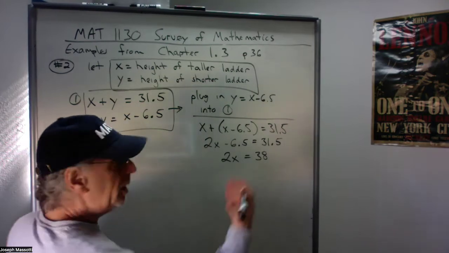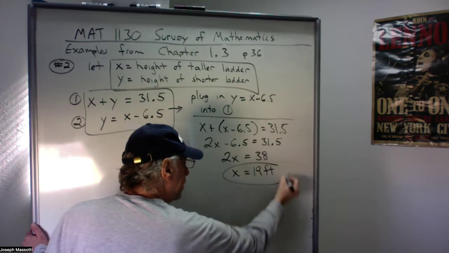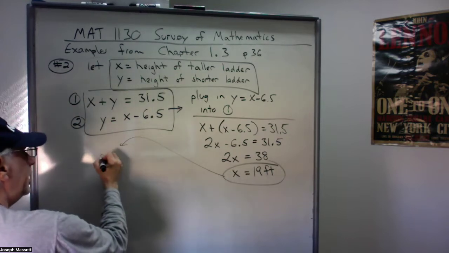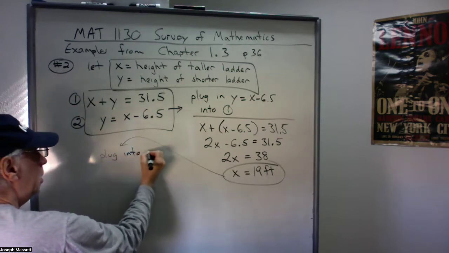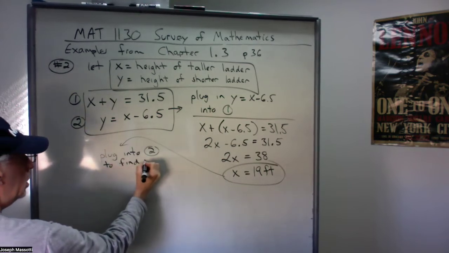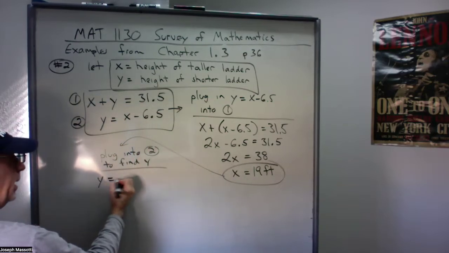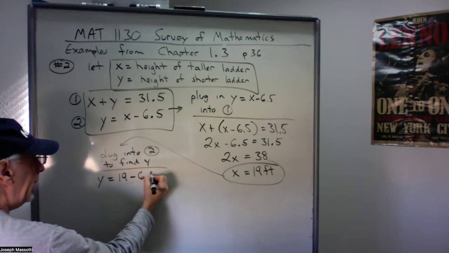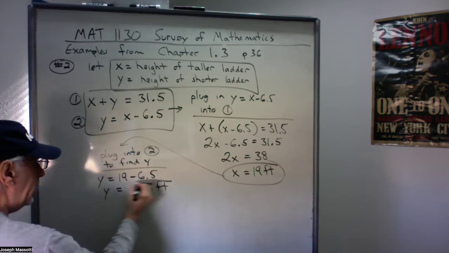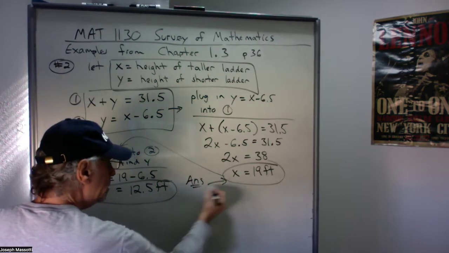Last step to solve for x, we divide by 2, and we get the height of the taller ladder, our x value, height of the taller ladder. Now I can come back here and plug into the second equation, which I've called equation 2, to find y. I know y equals x minus 6.5, so y equals 19 minus 6.5, or 12.5 feet. So that's my y, the shorter ladder. This is my x, the taller ladder. Those are my answers to the question.